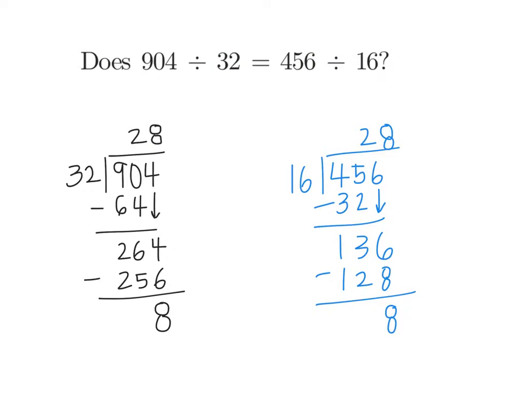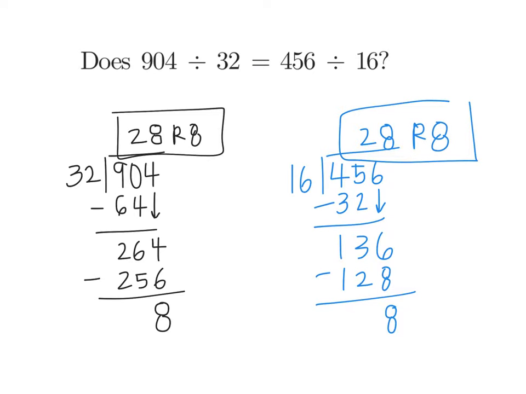You know, I was doing some math the other day, and I saw that I was doing 904 divided by 32, and I got 28 remainder 8. Okay. And then I did 456 divided by 16, and I also got 28 remainder 8. So then my question to you is, do these two equations have the same value? Does 904 divided by 32 equal 456 divided by 16? They both have the same answer, 28 remainder 8 and 28 remainder 8.